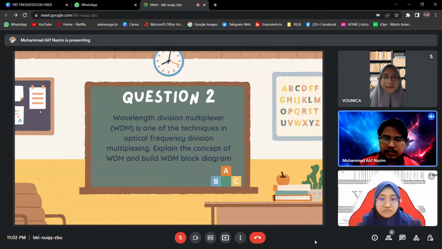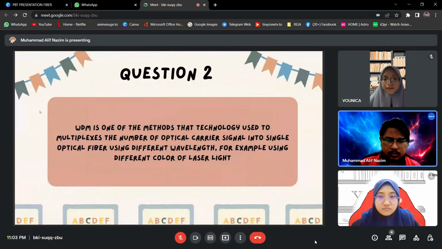Next, I will continue the slide for question 2. Wavelength division multiplexing is one of the techniques in optical frequency division multiplexing. Explain the concept of WDM and build a WDM block diagram. WDM is a technology used to multiplex a number of optical carrier signals into a single optical fiber using different wavelengths, for example, using different colors of laser light.